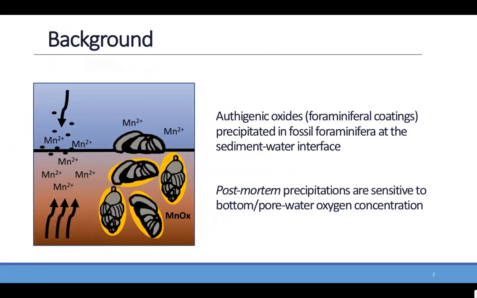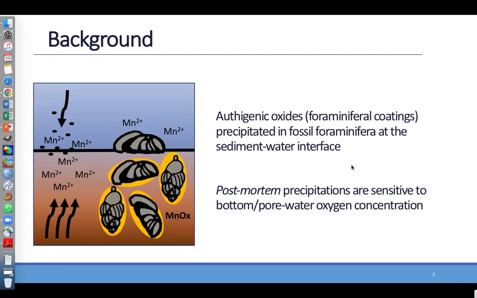What I'm calling foraminiferal coatings at this time is the authigenic oxides precipitated. It can be in other forms of authigenics, but what I'm presenting today will be the authigenic oxides precipitated in the foraminiferal shell at the sediment water interface. And of course, as we are talking about oxides, we must have great oxygen concentration in this environment for the oxides to be precipitated.